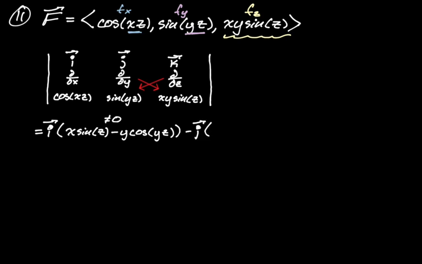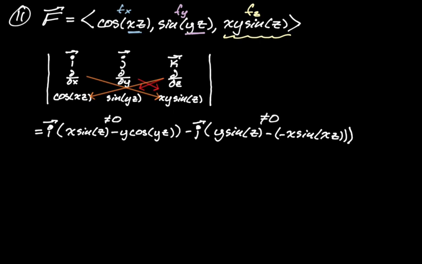Let's keep going, though. We would have minus j. We'd have to do this and this, right? So it's partial x of xy sine of z, which is just y sine of z, minus partial z of cosine xz, which is negative x sine of xz. This is also not 0.